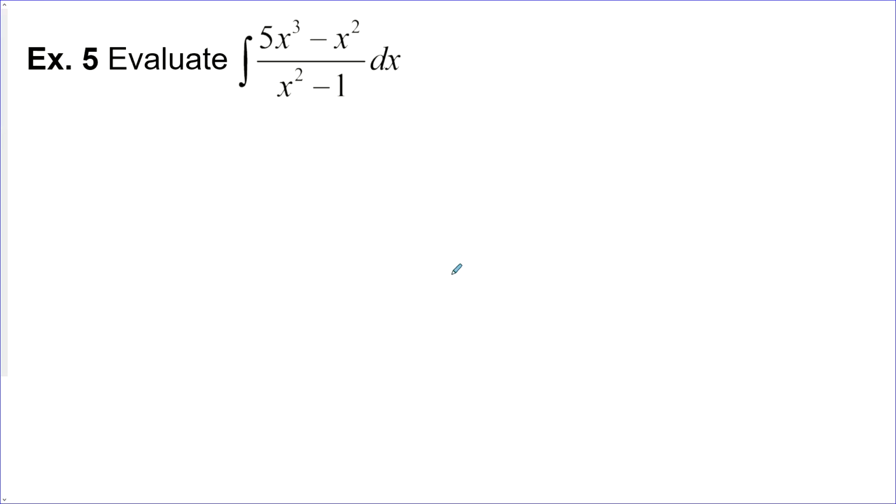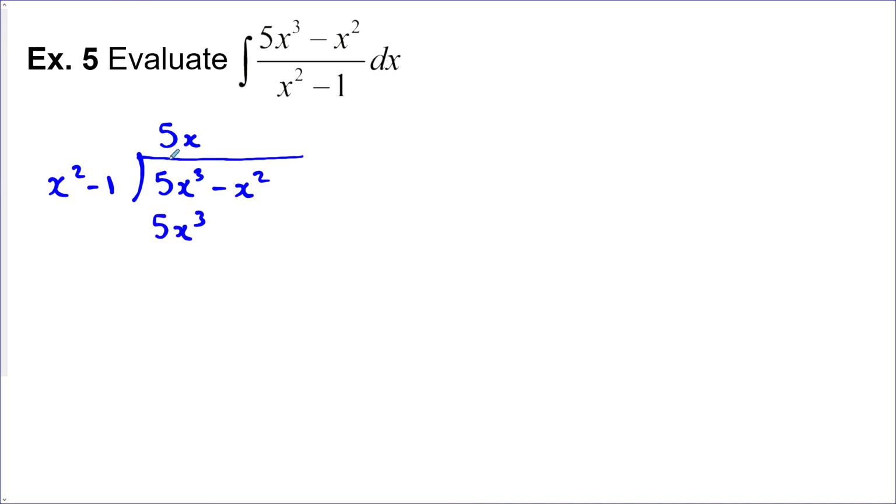In this example, we can see that the numerator has a higher degree than the denominator, so we'll want to start off with polynomial division and see where that gets us. So we've got 5x cubed minus x squared divided by x squared minus 1. Our first term here would be 5x. 5x times x squared would be 5x cubed. And then we have a minus 5x. Doesn't quite line up with this, so I'm going to put it over here.